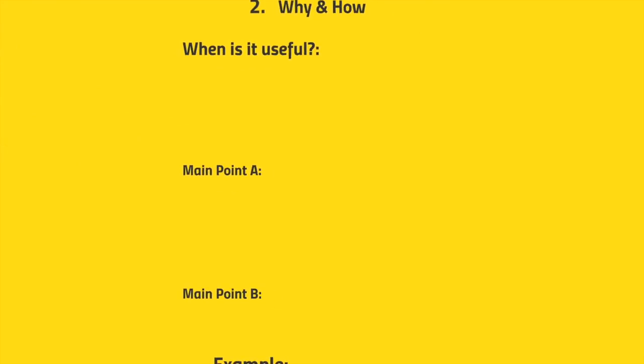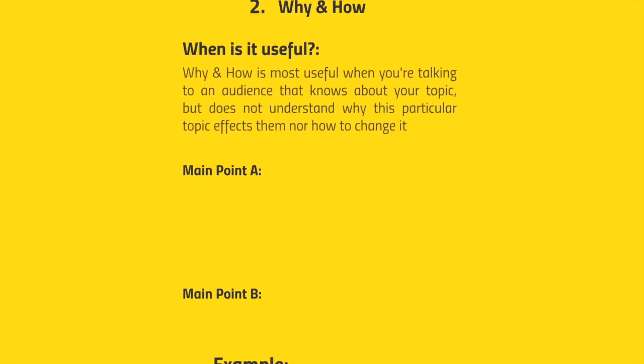The second format is a why and how. So think about it again. The why is main point A and the how is main point B. So when is this useful? Well, it's useful when your audience knows about the topic, but it doesn't understand why this particular topic affects them, nor do they know how to change it. So they know about this topic, but they don't really know how it's affecting them.